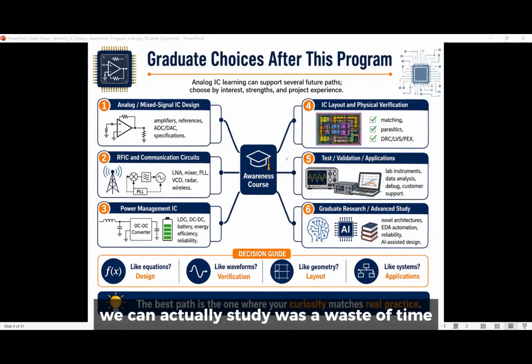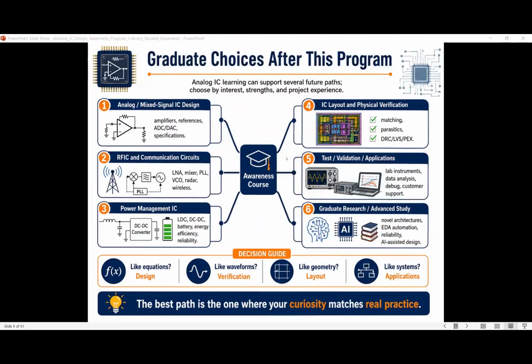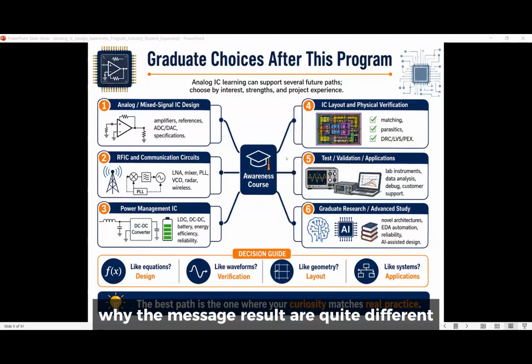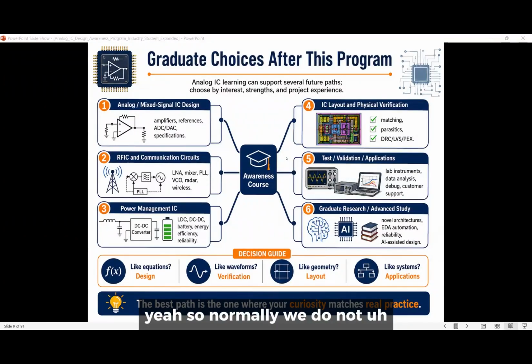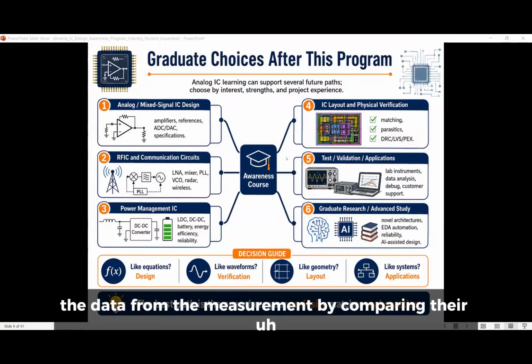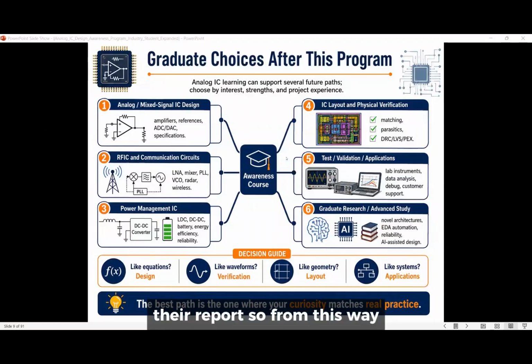During this, we could study the response of the circuit and why the measured results were quite different. Normally we do not test just one circuit for one person; we test many circuits. Some circuits had already been characterized and well verified, so we would measure them again to regain the data by comparing with their paper, their report.